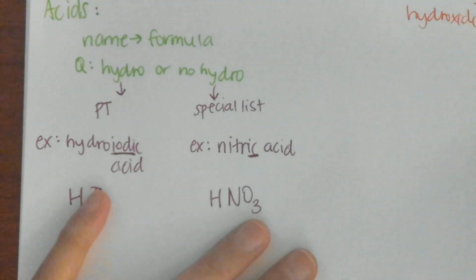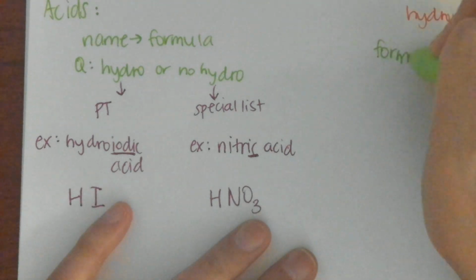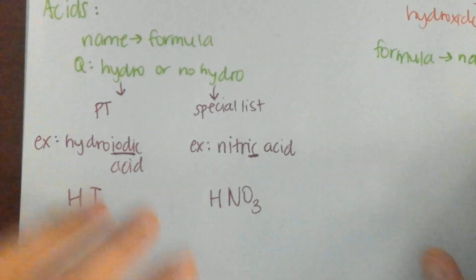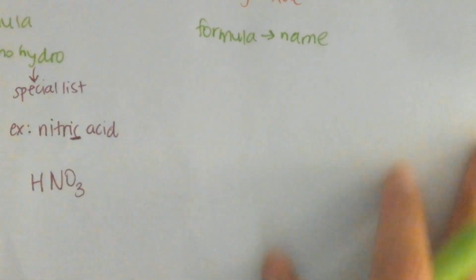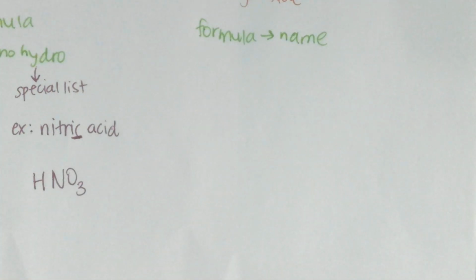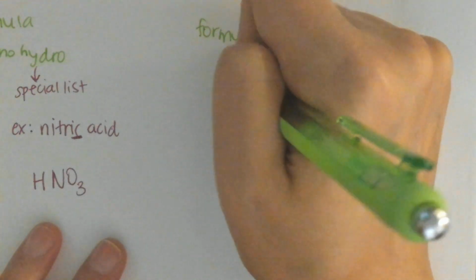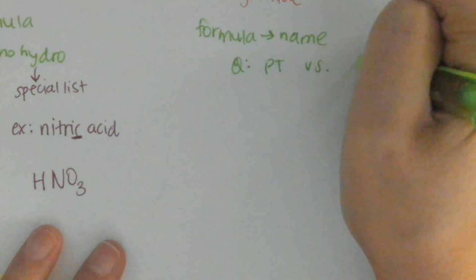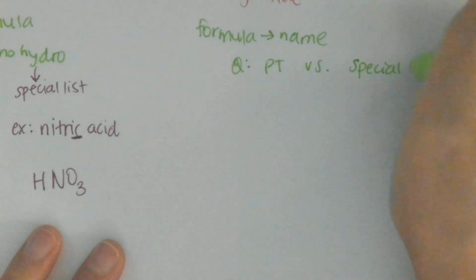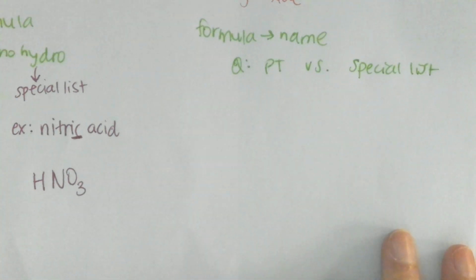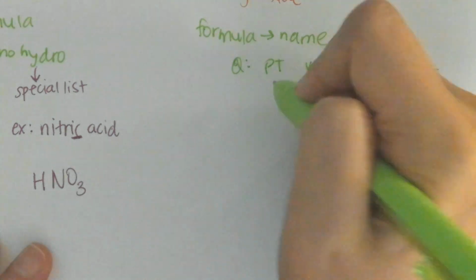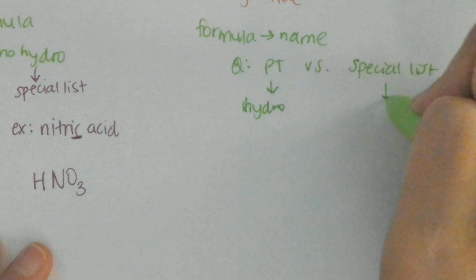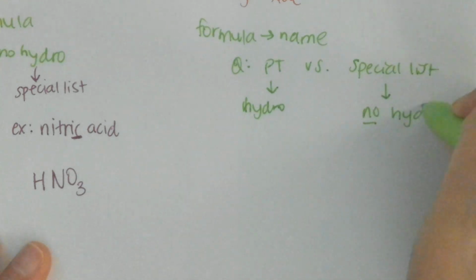Alright, the other way around, if we have formula to name, this is where it trips most people up, because of hydro versus no hydro. It's very tempting to put hydro for every single name. So, your first question to ask yourself is, is it periodic table versus special list? If it's the periodic table, you put hydro. If it's special list, no hydro.